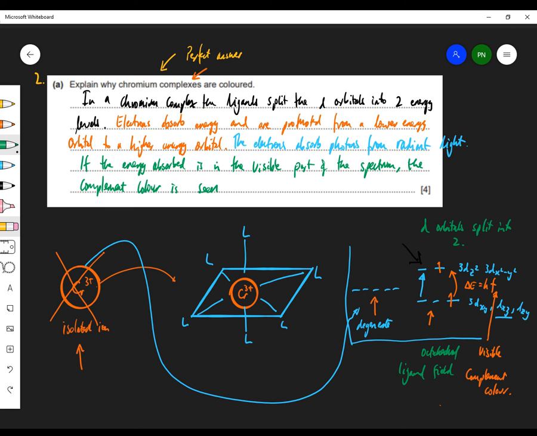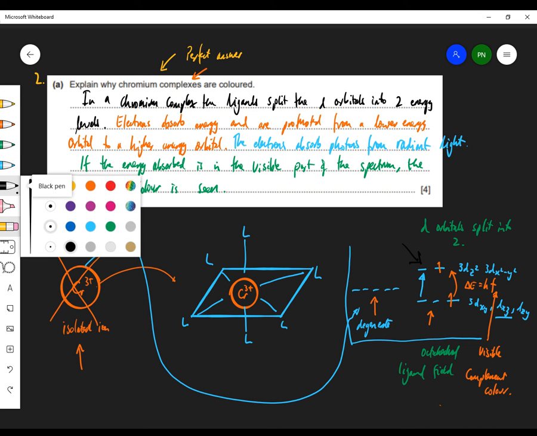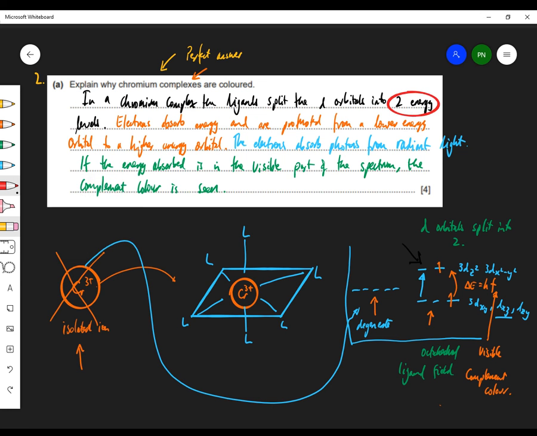Now I don't know if you think that's a perfect answer, but let's have a look. Let's go and get a red. We need to say it's separated into two energy levels. That's important. Two sets of d orbitals. We need to say electrons absorb energy. We need to say they're promoted from the lower to the higher. That's very important. We need to say, what do they absorb though? Well, they absorb parts of the radiant light. They absorb photons from the light.